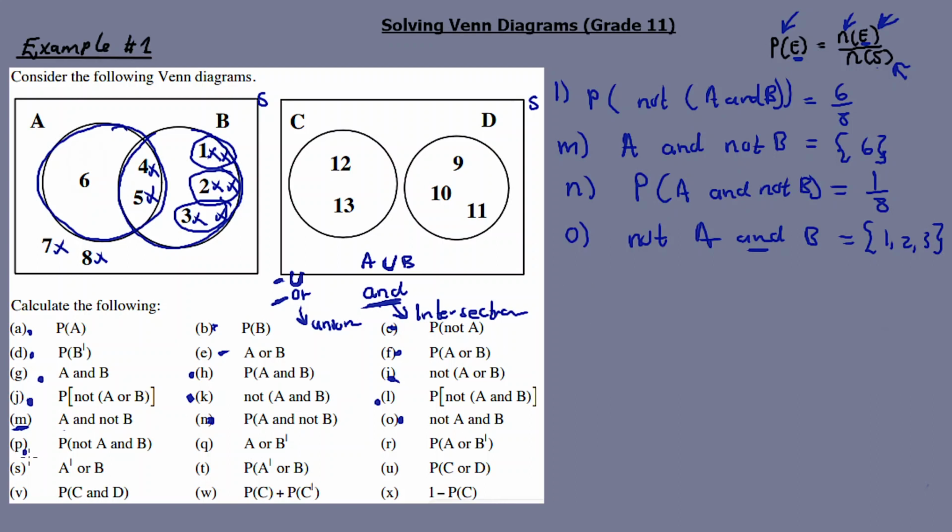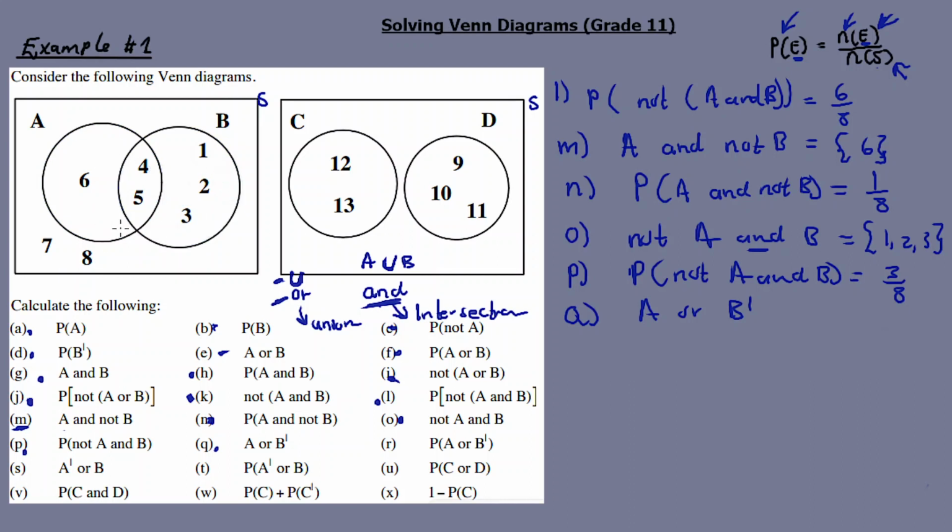Okay, P, we want the probability now. P, so the probability it's not A and B, about 3 over 8. Q, it's A or not B.